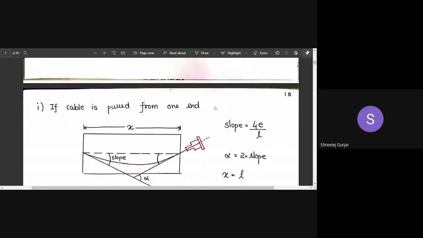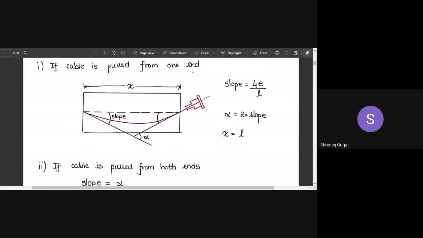And moving on, we have two cases under friction. The first case is when we have only one jack, only one jacking end, and the other end is the anchorage end. When this is the condition, slope will be equal to 4e by L, and alpha will be equal to 2 into slope. Slope you calculate using this formula, and then 2 times your slope is equal to alpha. X will be equal to L. X is nothing but your span, when you have only one jack.